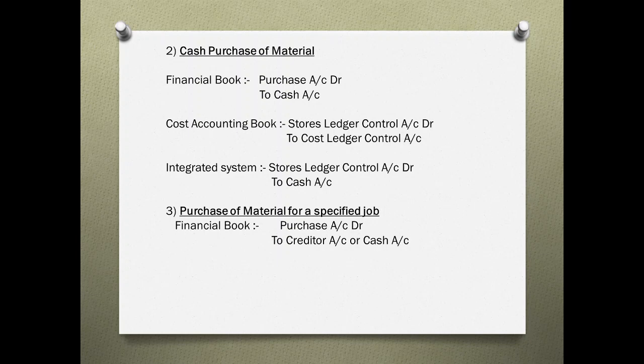Until now we only saw two transactions of purchase of material. Now here it is purchase of material for a specified job. So there is an importance, please understand the sentence. Specified job means it is specific for some purpose. So it would be WIP control account debit to what? To cost ledger control account.